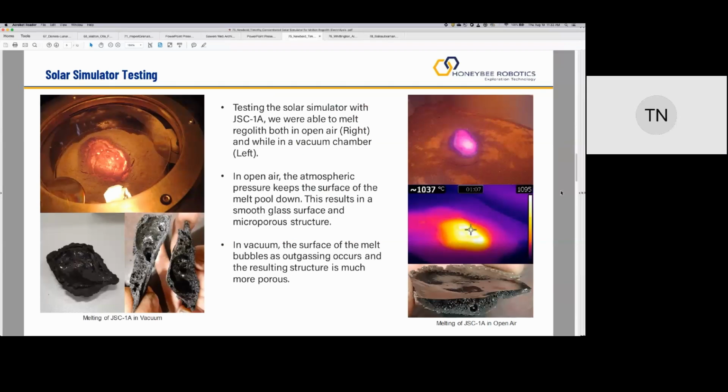I show the comparison both in open air, what a melt looks like using the solar simulator, and in a vacuum. We feel this is important to highlight because it shows how testing in open air, from what we've experienced, doesn't seem to give you the same results. The surface is much more well behaved due to the atmospheric pressure, and it's more of a static environment, versus the test under vacuum, which is constantly outgassing, bubbling, and expanding, and creates not a microporous structure, but a porous structure with some internal cavities.